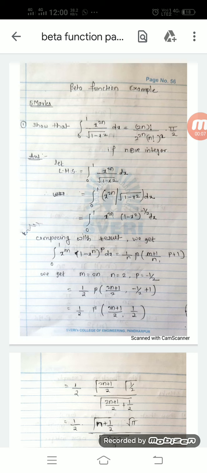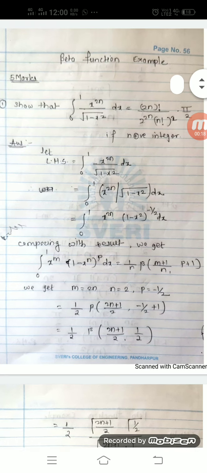Today we are going to see the examples on beta function of 5 marks problem. That is what we are going to discuss today. Let's start with our first example.